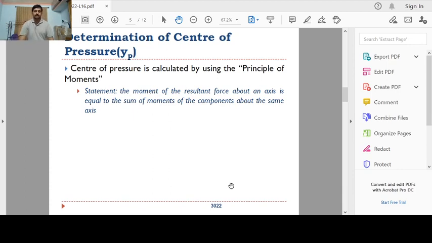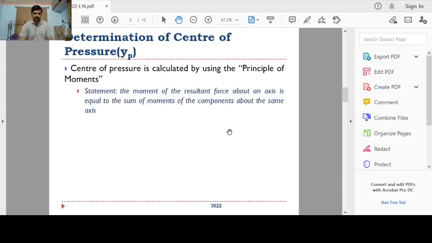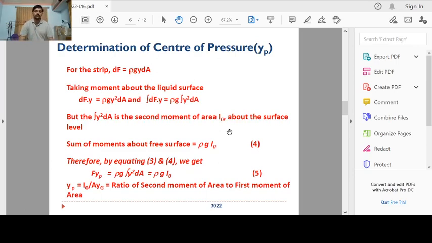Now, the center of pressure. This F is the total pressure on this vertical surface. The center of pressure is calculated by using the principle of moments. What is the principle of moments? The moment of the resultant force about an axis is equal to the sum of the moments of the components about the same axis. Evaluation of the center of pressure in the case of a vertical surface is slightly complicated, so I will explain the steps one by one.